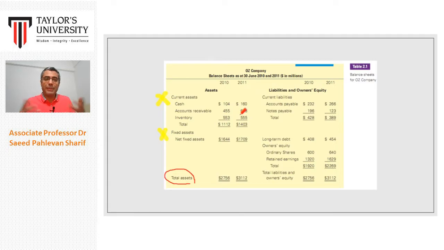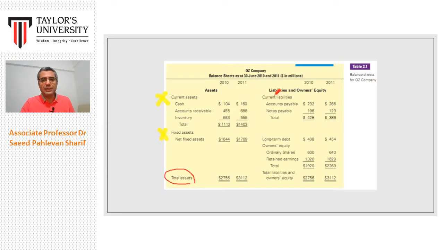And now how we paid them. So there are two main sources of finance to pay for assets. Number one is debt or liability. It means a company may borrow to pay for these assets. And then we have shareholders' equity. It means the money that shareholders or owners bring to the firm.